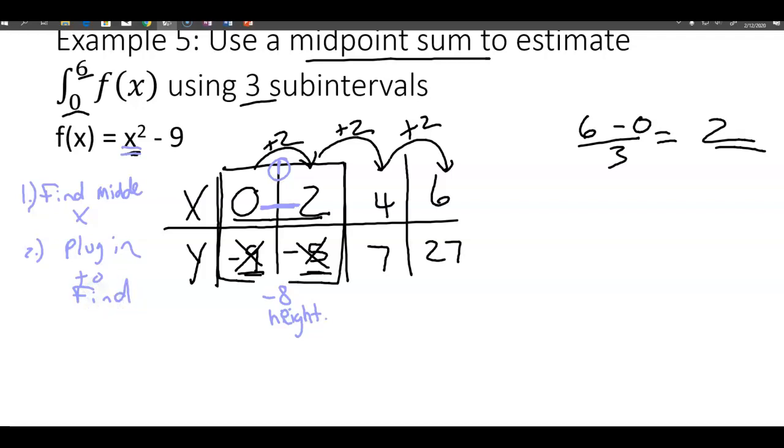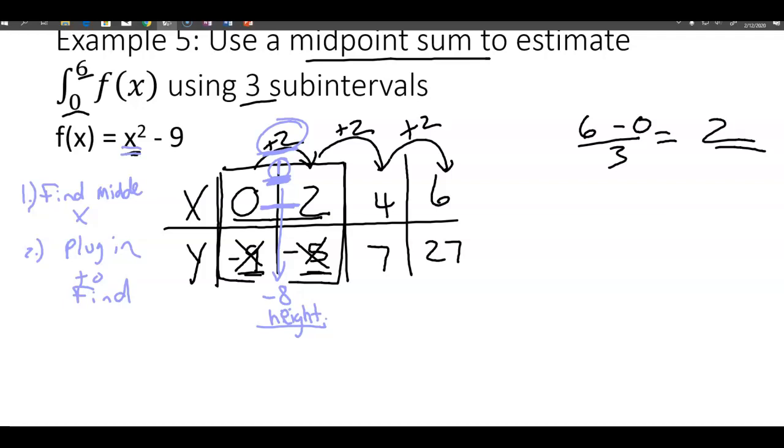So this is going to be my first height and the base that goes with it. This is not the base, remember. This is the middle x that helped me get my height, but the base is still 2. Okay, the width of that rectangle is still 2. All right, let's do the next one.